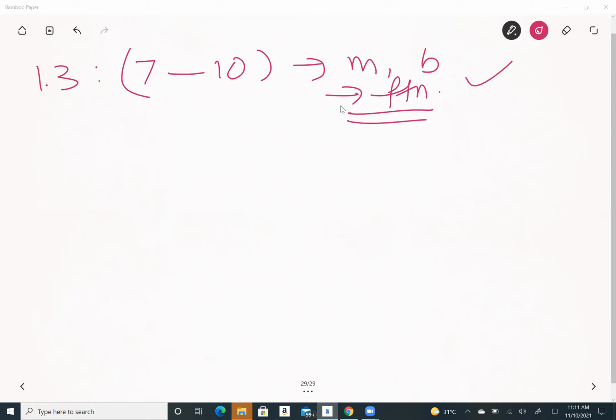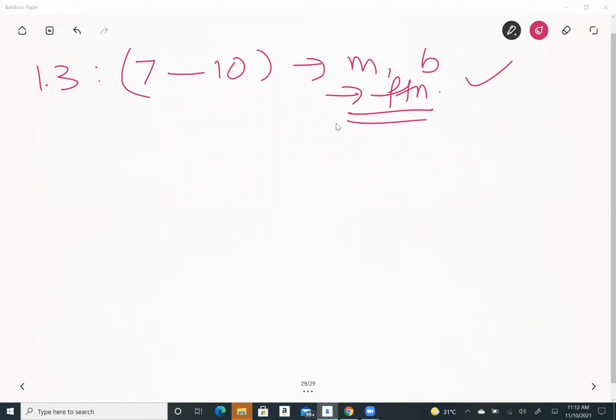For the 10th edition, the questions are on page 85. For the 11th edition, it's on page 83, but I think the questions are the same. That is question 7 to 10.